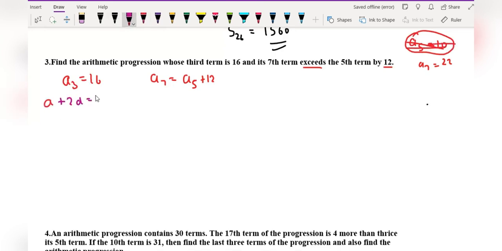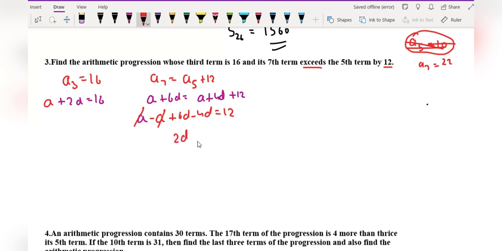How can we write A3? A plus 2D is equal to 16. And this A7 I can write as A plus 6D is equal to A plus 4D plus 12. Okay, let's solve. Transposing the right side to the left side, we get 6D minus 4D is equal to 12. A minus A cancels. 6D minus 4D will give me 2D is equal to 12.